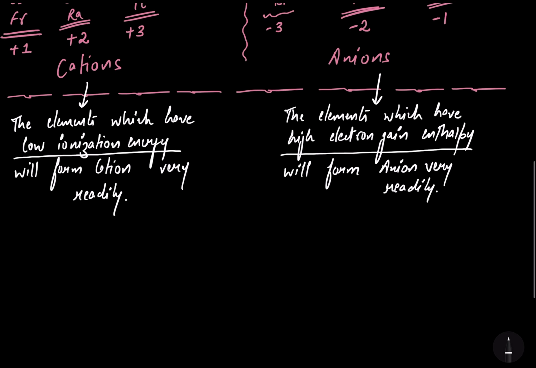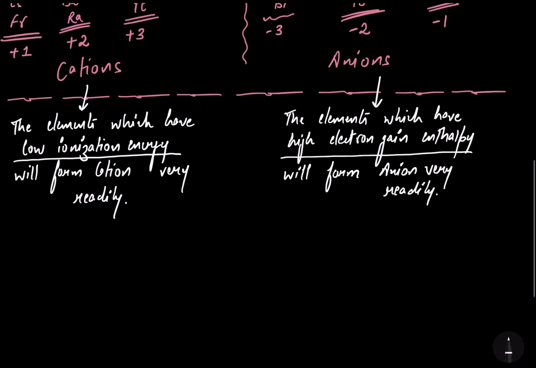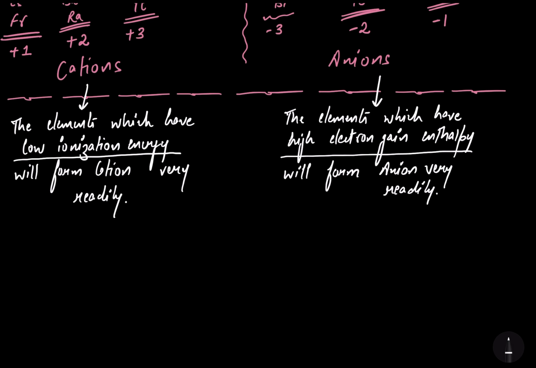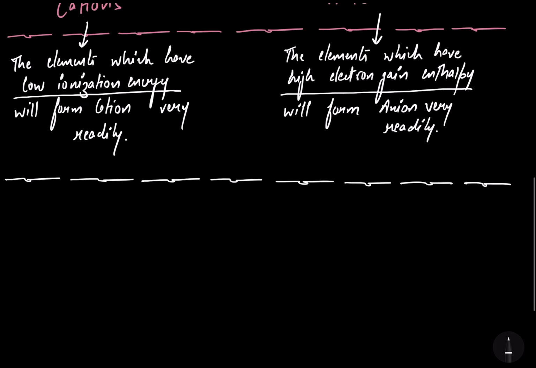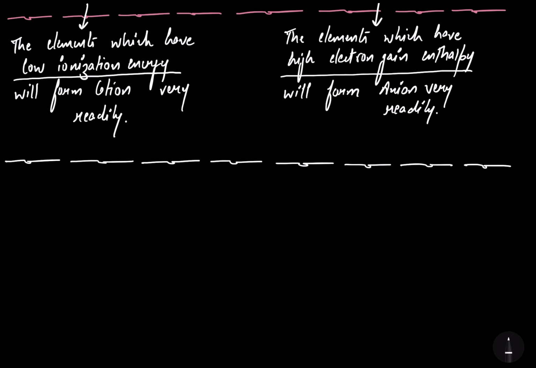So we have talked about the formation of cation and the formation of anion in terms of their energies, in terms of the ionization energy and in terms of the electron gain enthalpy. After that, the third condition is electronegativity difference.